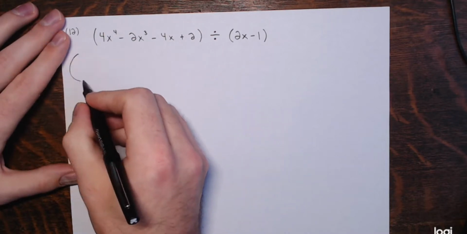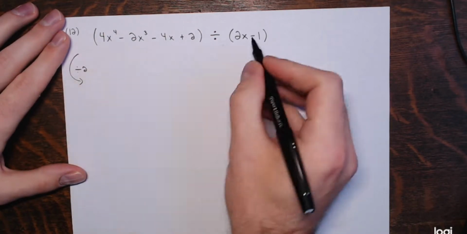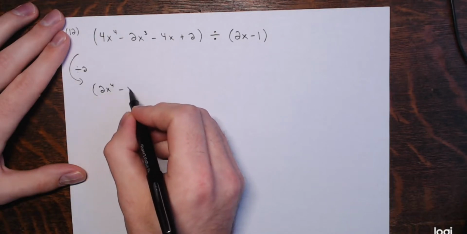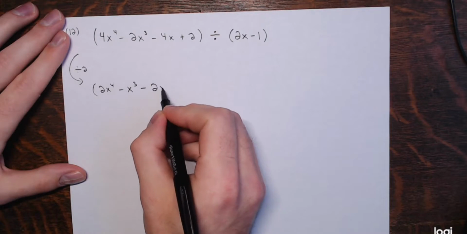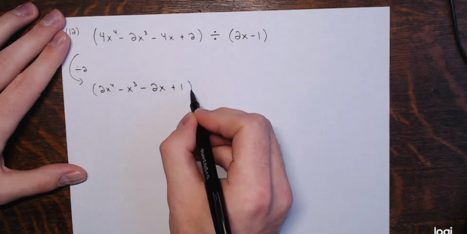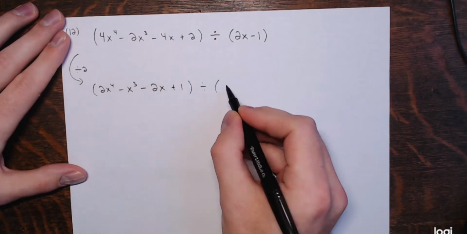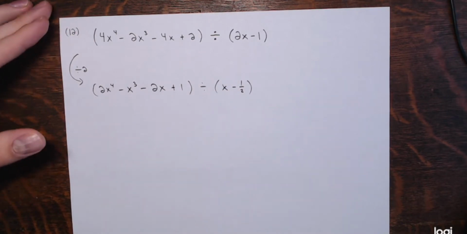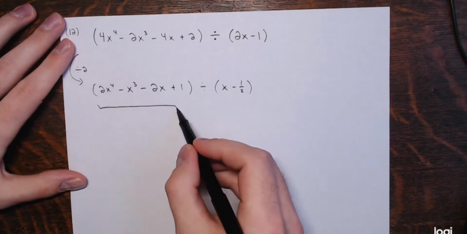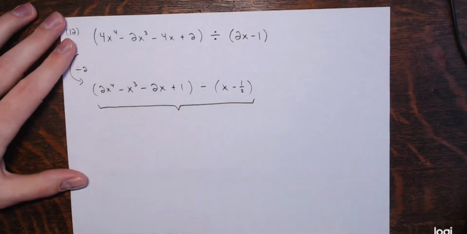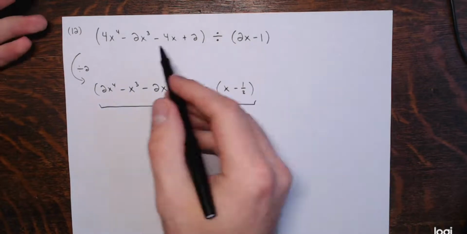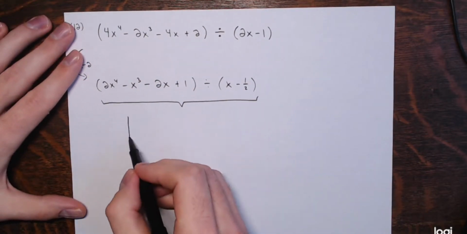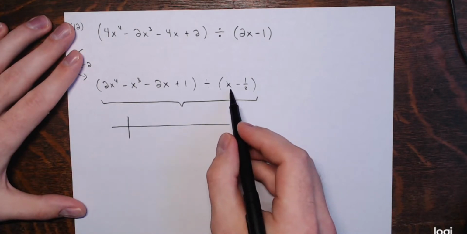So when I divide by 2, we have 2x to the 4th minus 1x cubed minus 2x to the 1st plus 1 divided by x minus a half. Alright, now I can use synthetic division with this problem here. And then we'll multiply by 2 later to get back to the original problem, the original dividend, the original divisor. Alright, so synthetic division, the divisor is x minus a half, so the k is a half.